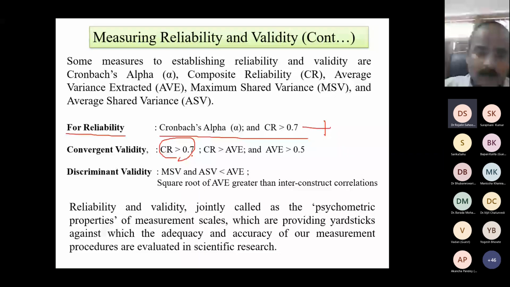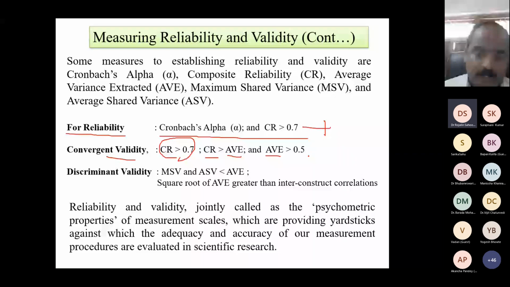And for the convergent validity, again, the composite reliability must be more than 0.7. The CR value must be more than 0.7, plus the CR value must be more than AVE and ASB. I will show you what is AVE and ASB, do not worry. Plus AVE must be more than 0.5. What is that AVE? I will show you, do not worry.